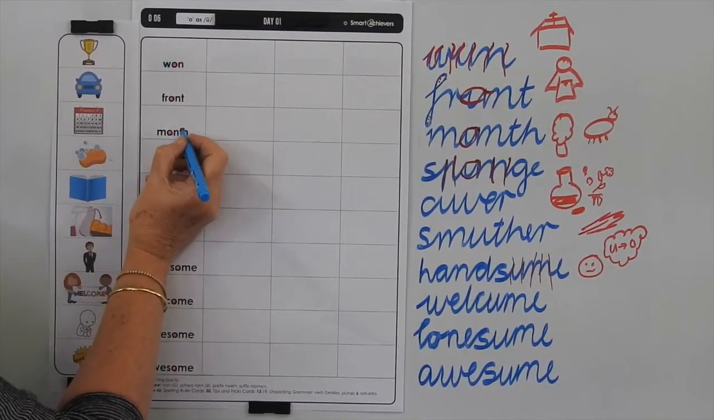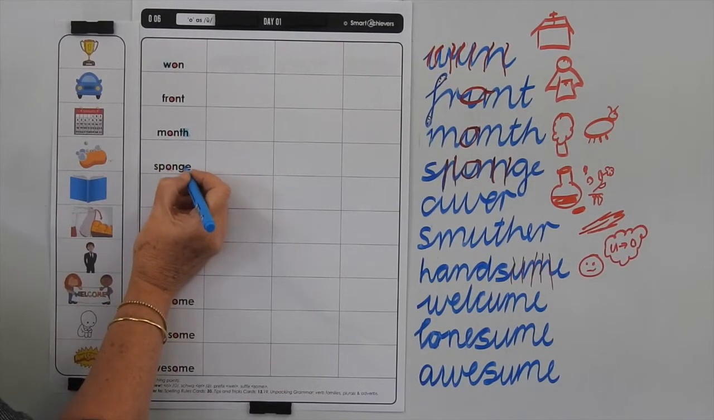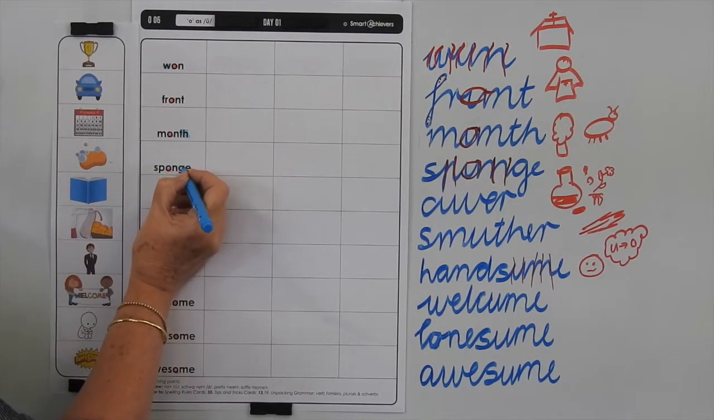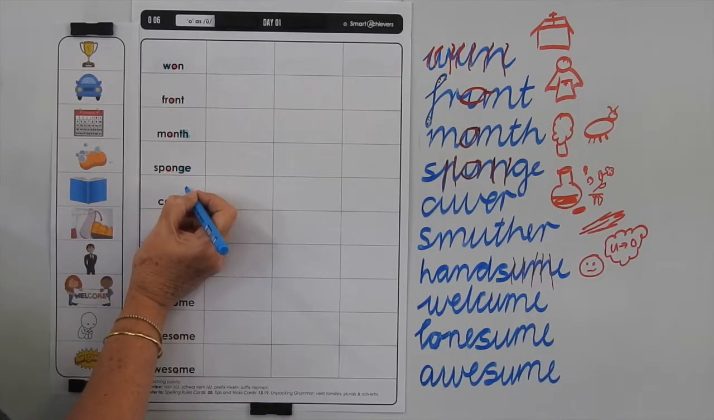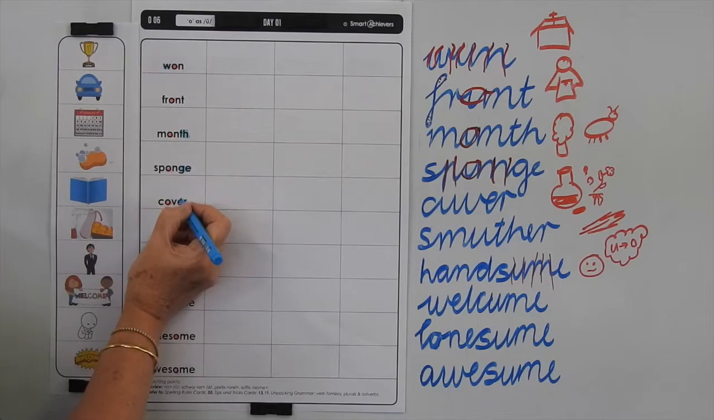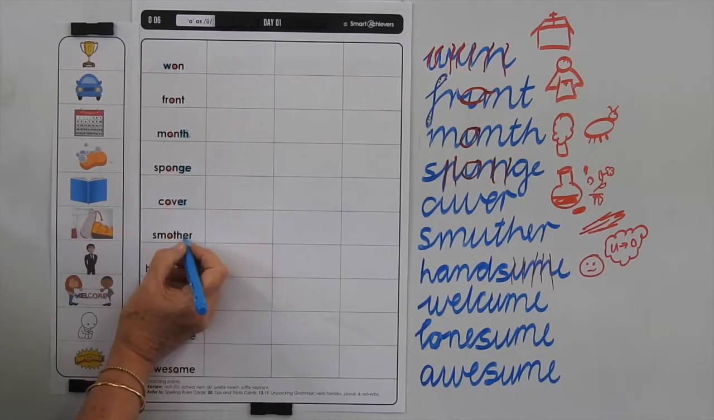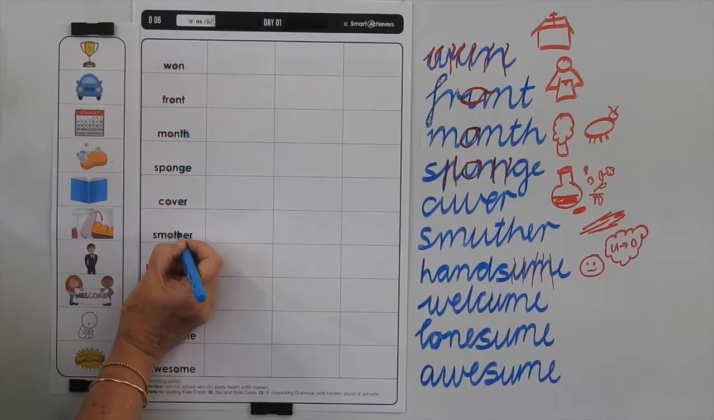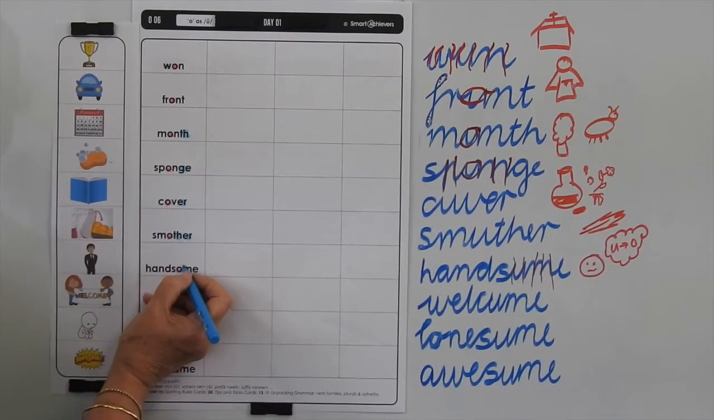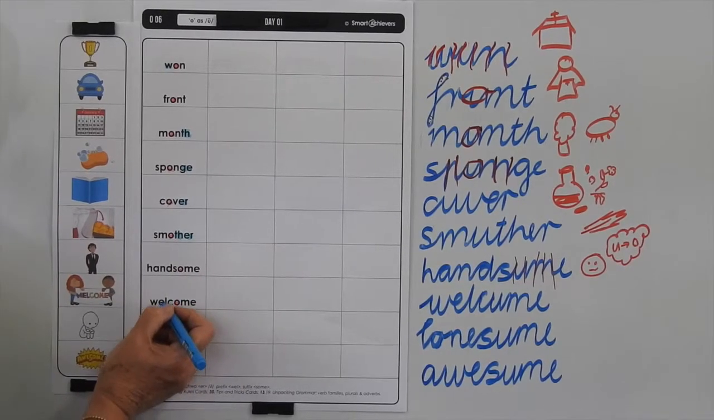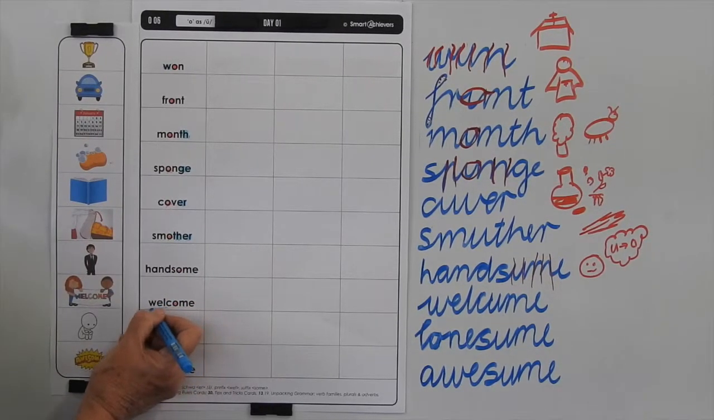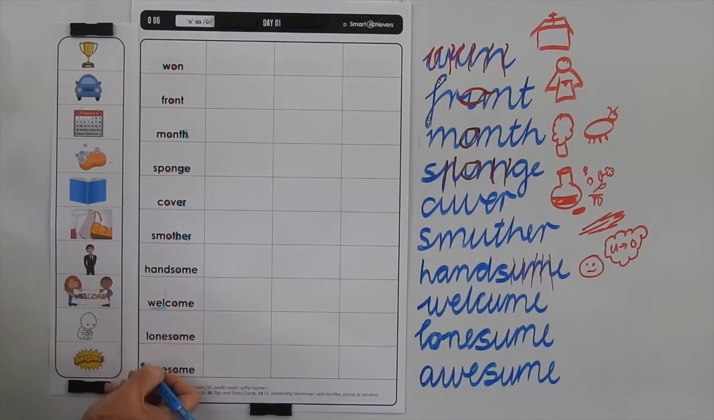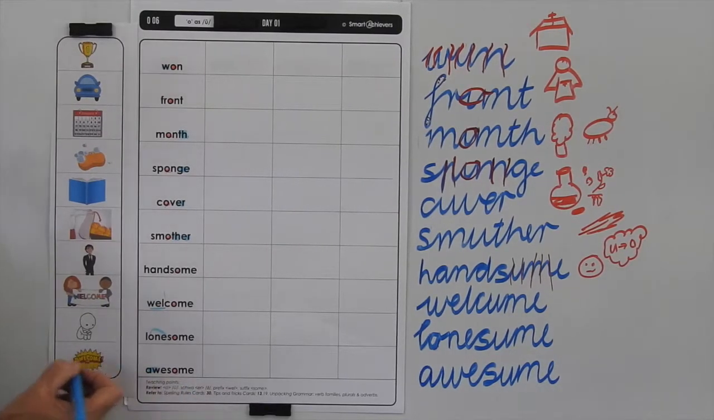Front is easy. Month, we've got the TH at the end of it. Sponge, because English words can't end in J, we use GE at the end of a word for the J sound, the soft G sound. We've got the ER on the end of cover. Smother, we've also got the TH in there as well. Handsome, nothing special in that one. Welcome. If you're using well as a prefix, you're going to drop one L on that before you join the two words together. Lonesome, got a long O sound there. And awesome, you've got that AW or sound there.